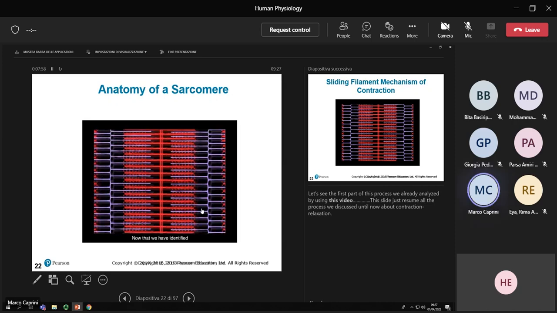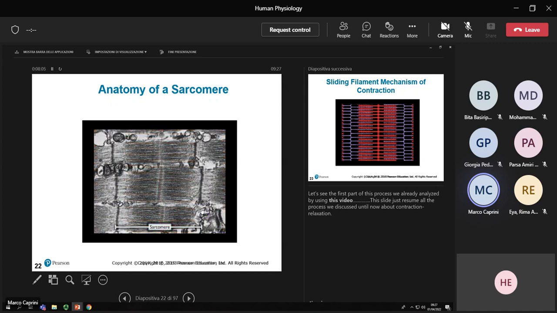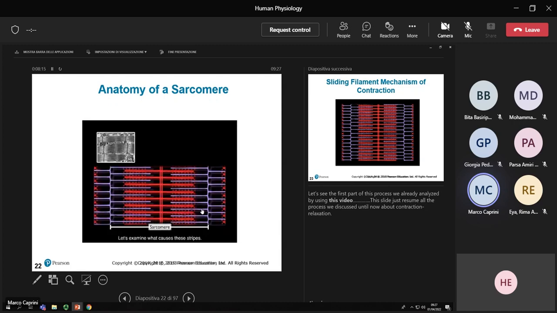Now that we have identified the main components of the thick and thin filaments, let's examine how they are arranged within the sarcomere. When viewed with a microscope, the skeletal muscle tissue has a striped or striated appearance with alternating light and dark bands. Let's examine what causes these stripes. The lightest areas are called I bands. The only filaments in the I band are thin filaments. A Z disc in the center of each I band anchors the thin filaments. The Z discs also mark the ends of the sarcomere.